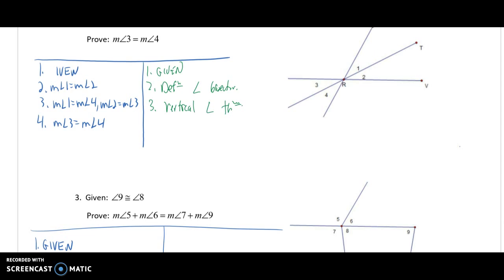So then I'm trying to get 3 equal to 4. 3 equals 2, 2 equals 1, 1 equals 4. That would be a transitive to say that 3 equals 4.